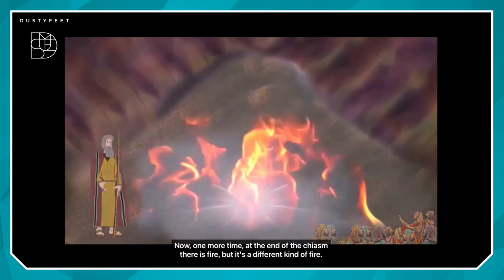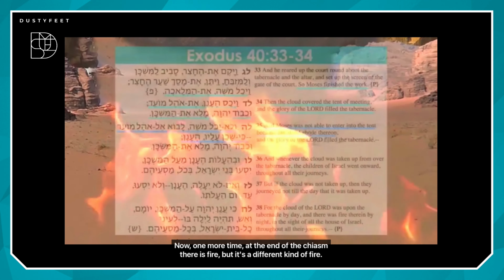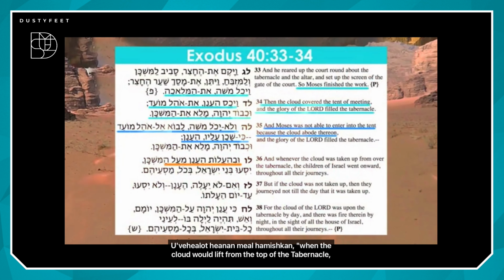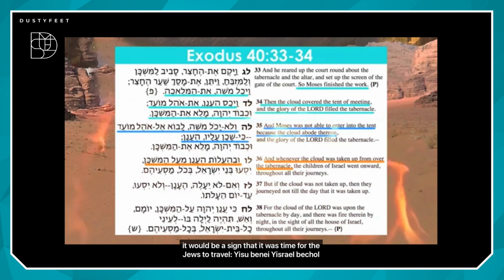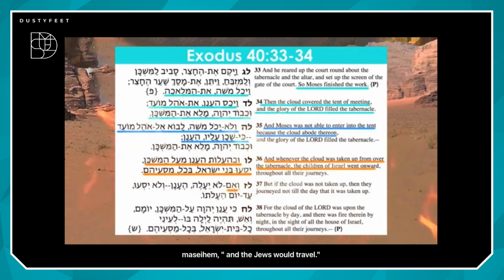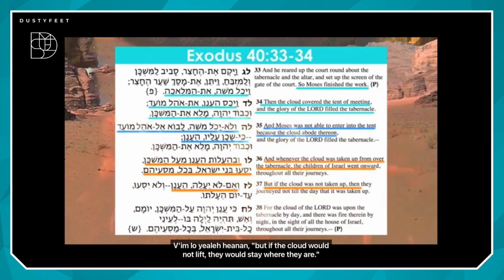Now, one more time at the end of the Chiasm, there's fire, but it's a different kind of fire. Balot hanan me'al mishkan, when the cloud would lift from the top of the tabernacle, it would be a sign that it was time for the Jews to travel. Yitzu b'nei Yisrael b'chol ma'aseh, and the Jews would travel. V'im lo ya'aleh hanan, but if the cloud would not lift, they would stay where they are.